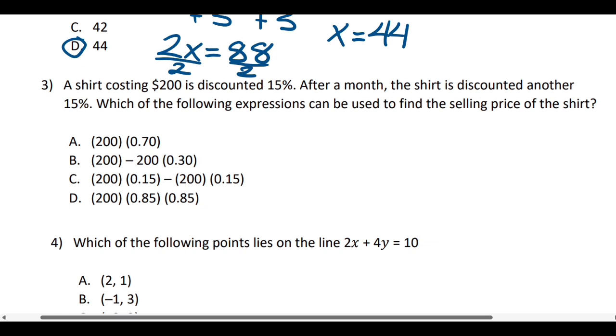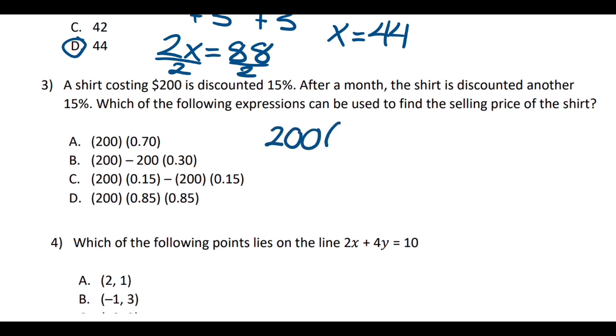Number 3, a shirt costs $200 and is discounted 15%. After a month, the shirt is discounted another 15%. Which of the following expressions can be used to find the selling price of the shirt? So since there's a 15% discount, that means that we would be paying 85% of the total cost.